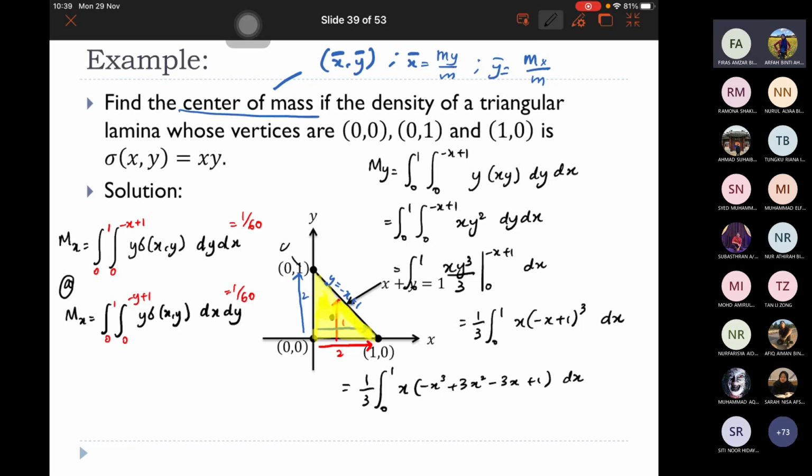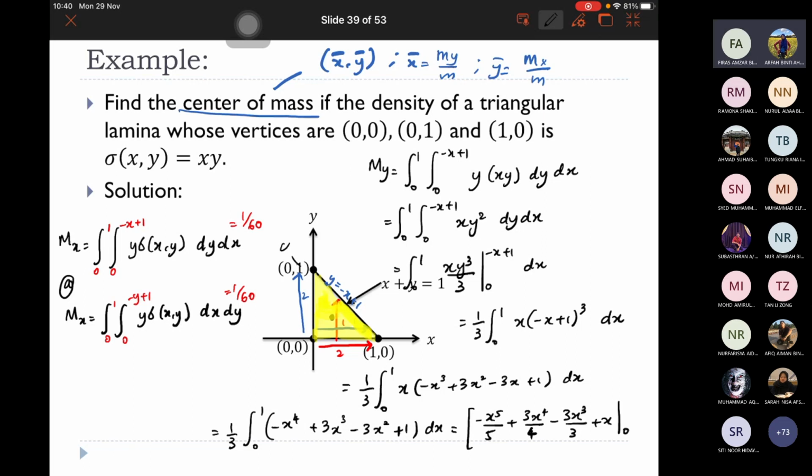So, dia akan jadi negatif x kuasa 3 tambah 3x kuasa 2 tolak 3x tambah 1 dx. Okay. So, akan dapat this one akan sama dengan 1/3 integration 0 sampai 1 negatif x kuasa 4 tambah 3x kuasa 3 tolak 3x kuasa 2 tambah 1 dx. So, akan dapat negatif x kuasa 5 per 5 tambah 3x kuasa 4 per 4 tolak 3x kuasa 3 per 3 tambah x, 0 sampai 1. So, dapat jawapan dia 1/60.